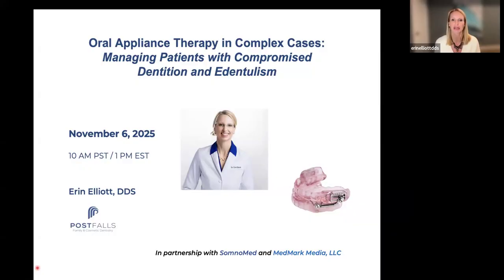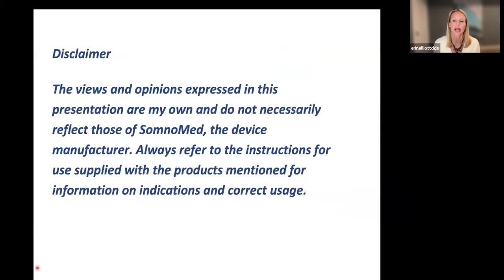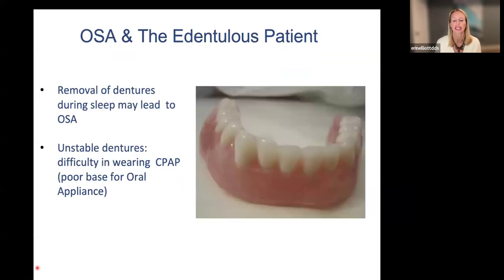And as long as they have pretty stable dentition on the lower, or even no dentition on the lower, we can help them. This disclaimer essentially says that it's not that SomnoMed advocates for this. Some of these things I've kind of just figured out on my own. They do talk about having at least 4 to 7 teeth on the lower, but I've experimented with doing this for fully edentulate lower arches, and you'll see how we navigate that.